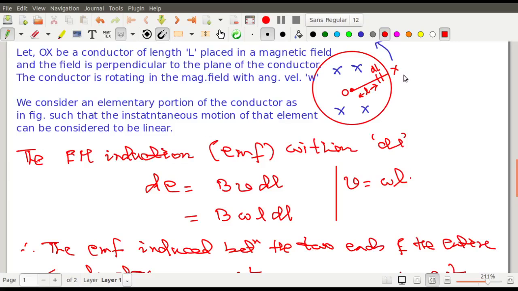Try to solve those problems where the magnetic field is not perpendicular to the plane. That means BVL cannot be used directly, you have to multiply a sin theta or cos theta depending upon which plane the theta is made with. So try to solve this type of examples yourself. Okay.